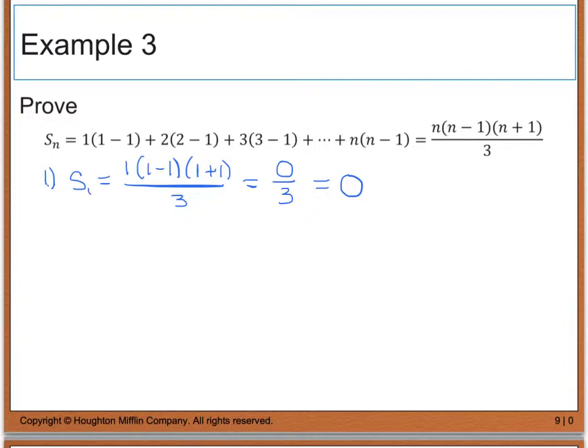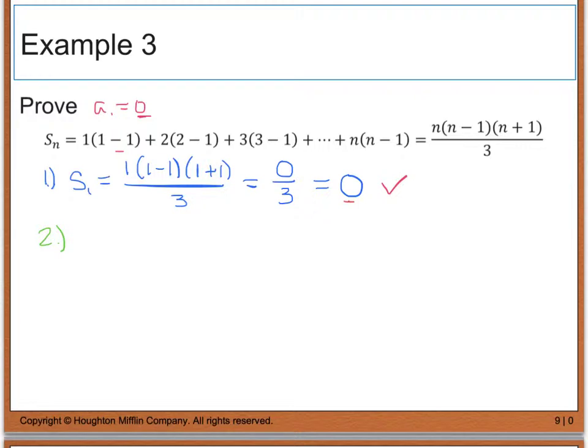Now if you look at this term right here, this is really your first term, or your a sub 1 term, and if I simplify that, 1 minus 1 is 0 times 1, so that first term also equals 0. So because I get 0 here and 0 here, I can say that step 1 checks. So now let's move on to part 2.